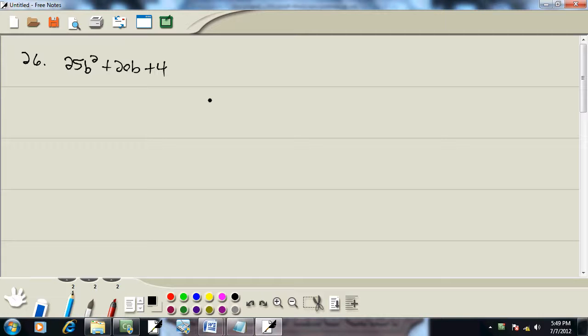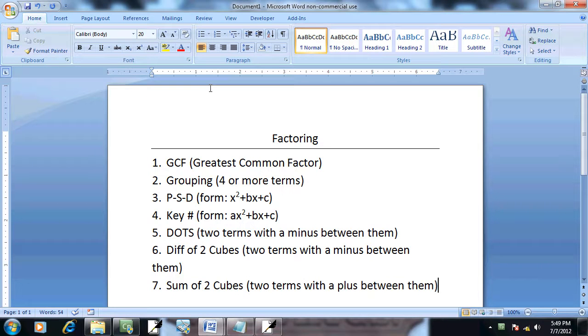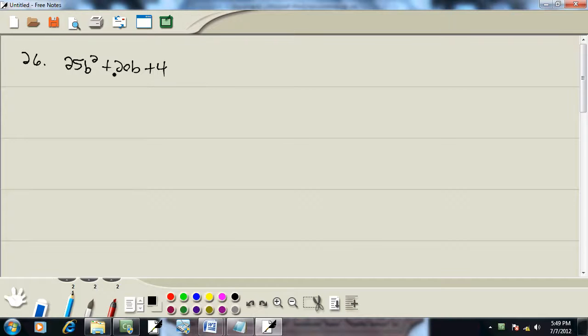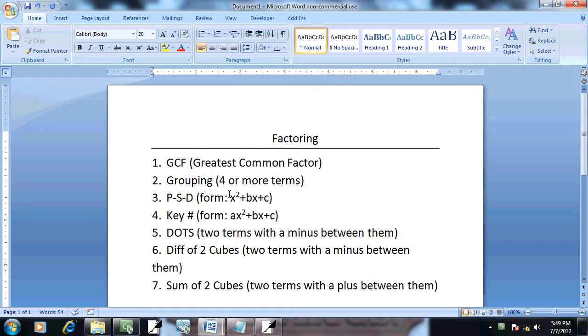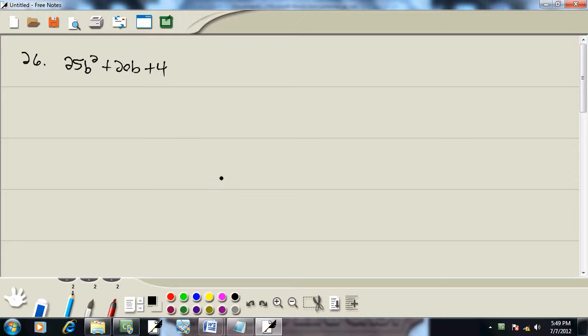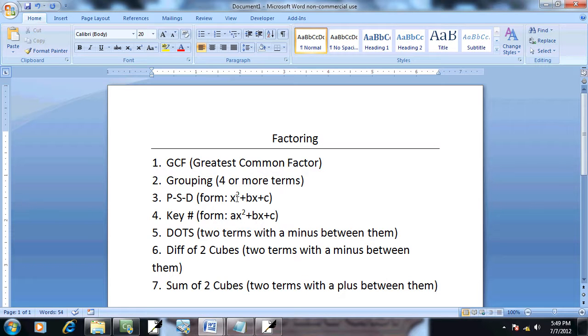Okay, first method, GCF. They don't have anything in common. Grouping, 4 or more terms. No, this is 3 terms, so that doesn't fit. PST. Now, the different variables, I've got x's here, but same idea. B squared, B, no B, and there's no number in front of your B squared. Well, that doesn't fit. There's a number in front of B squared, so go down to key number.